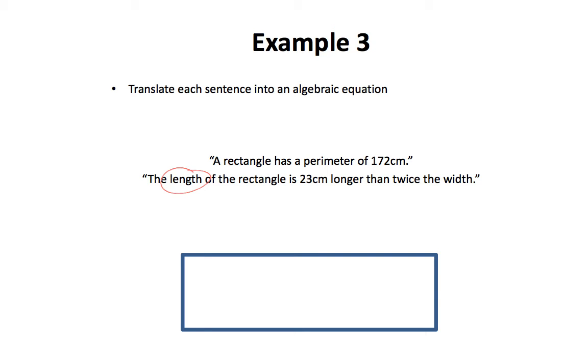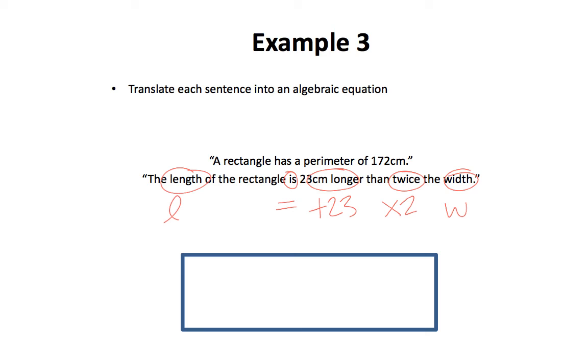Length can be represented by the variable of L. I like to use a handwritten L so that it doesn't look like a number 1. Is corresponds to an equal sign. 23 centimeters longer corresponds to plus 23. Twice corresponds to multiply by 2. And width can be represented by the variable of W.